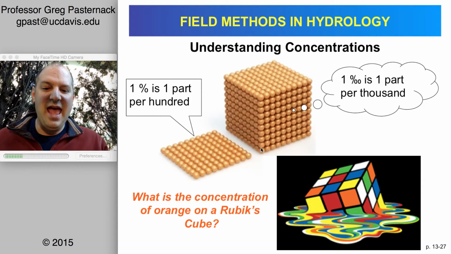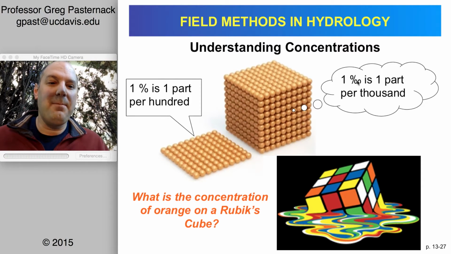Now, let me take 10 sheets and stack them up to make a cube. Now I have 1,000 beads, and if I look at any one bead, that's 1 per 1,000, 1 part per 1,000. And we use this funky other symbol here, which looks like a percent but adds another zero. We call it a per mil, because mil means part per 1,000, like milli. So we can say 1 per mil or 1 part per 1,000.